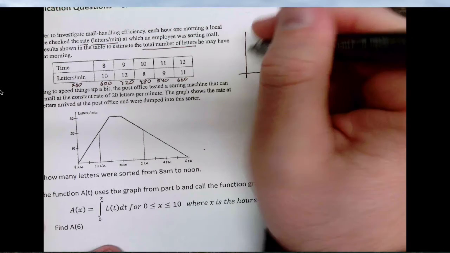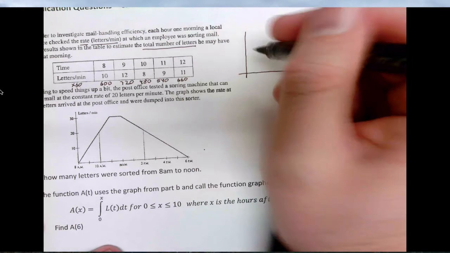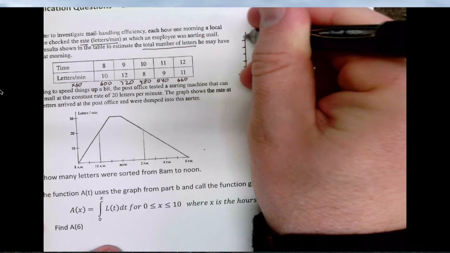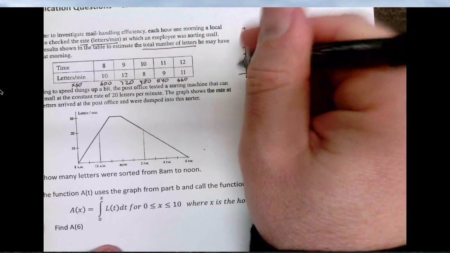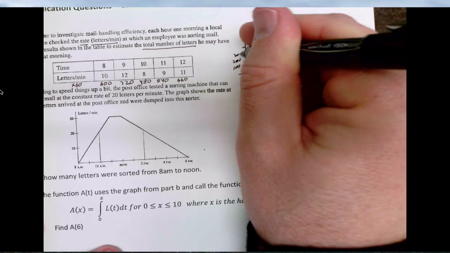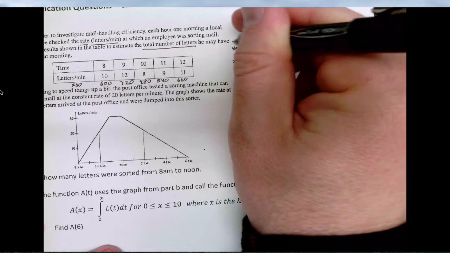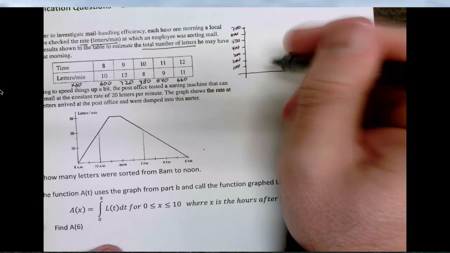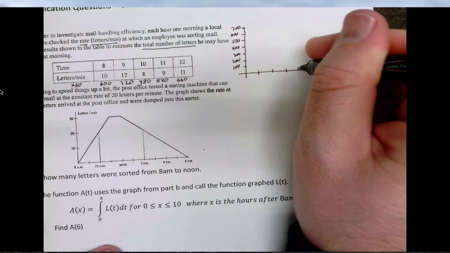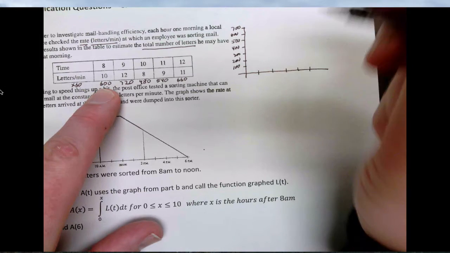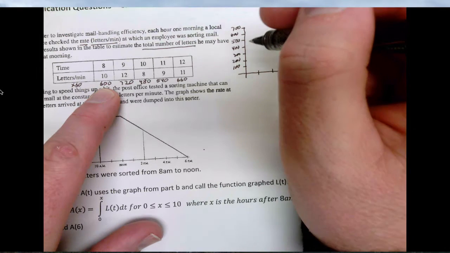And in this picture, looking at this, I'm going to go by hundreds. Okay, so 100, 200, 300, 400, 500, 600, 700. Okay, so I'm going by hundreds. Okay, and I need times. And at 8 o'clock, he basically sorted 600 letters per hour.